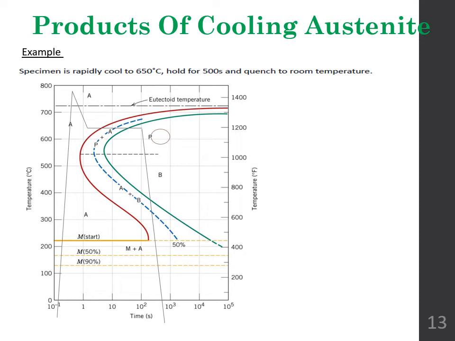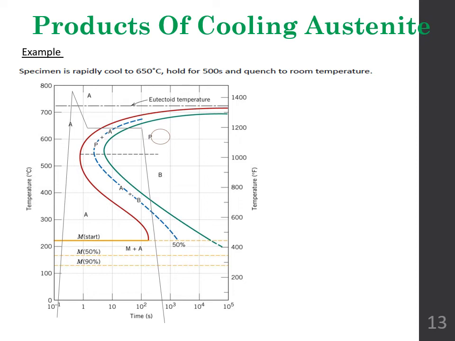And then after it reaches above 727, you reduce it to 650. You put it in the area of unstable austenite, anywhere around this area, and hold it for 500 seconds. So 500 seconds is between 100 and 1000, over here. And then quench.